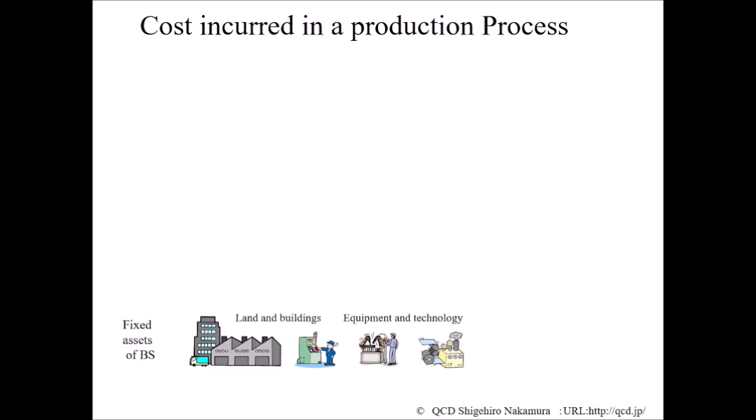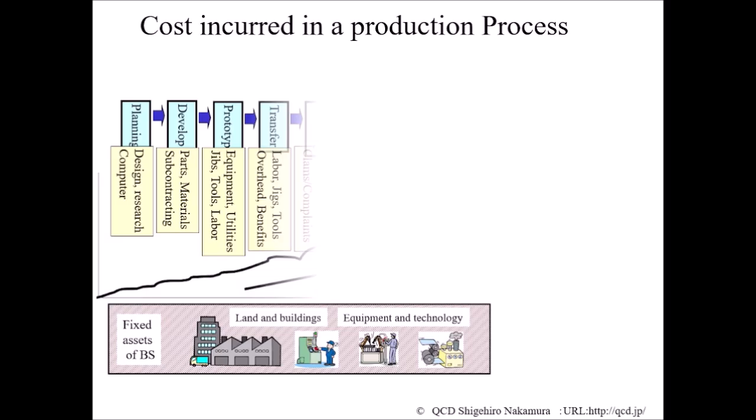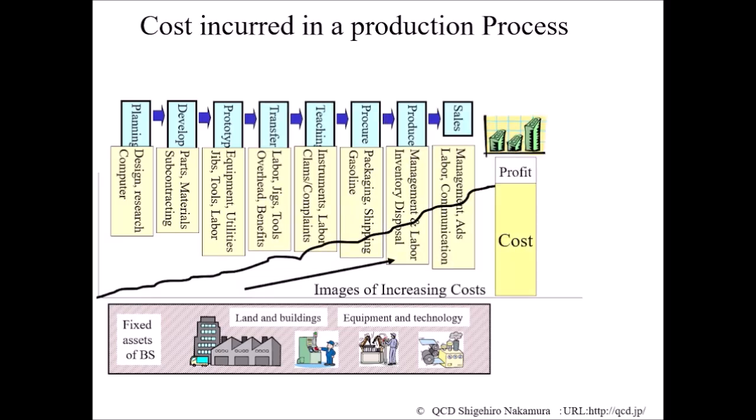One of the purposes of corporate activities is to improve profitability. Cost incurred status in a production process. Please look at the figure. The manufacturing industry needs a manufacturing base of land, buildings, and equipment to produce products. When we look at these subjects in monetary terms, these are fixed assets on our financial balance sheet. In addition, in order to improve profitability, these targets are required to have high technology.